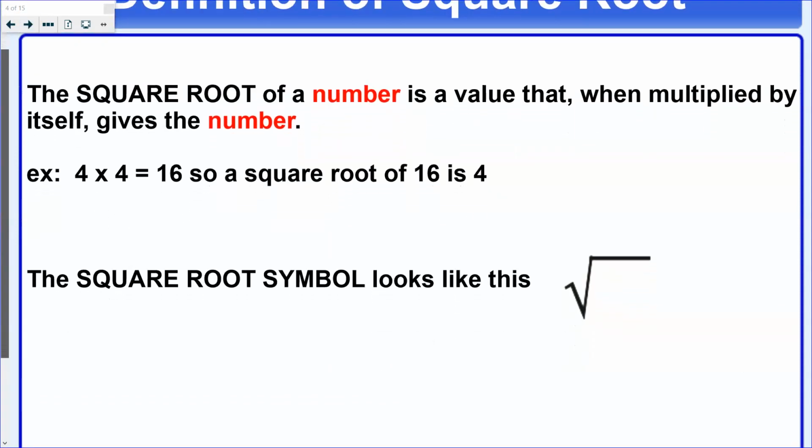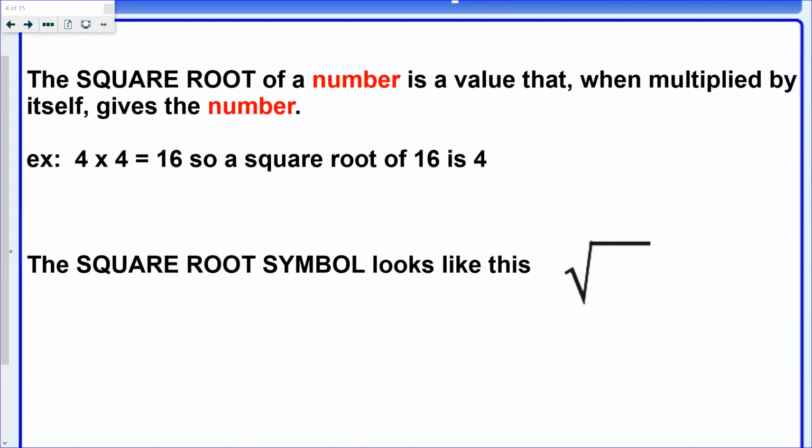All right, so the definition of a square root. So it's a number, there's the value of that, when multiplied by itself gives the number, which kind of is weird wording, so let's look at it. So a number multiplied by itself gives you this. You know this is a square number from the previous page. So the actual square root is this 4. So a number is a value that when multiplied by itself gives you this answer.